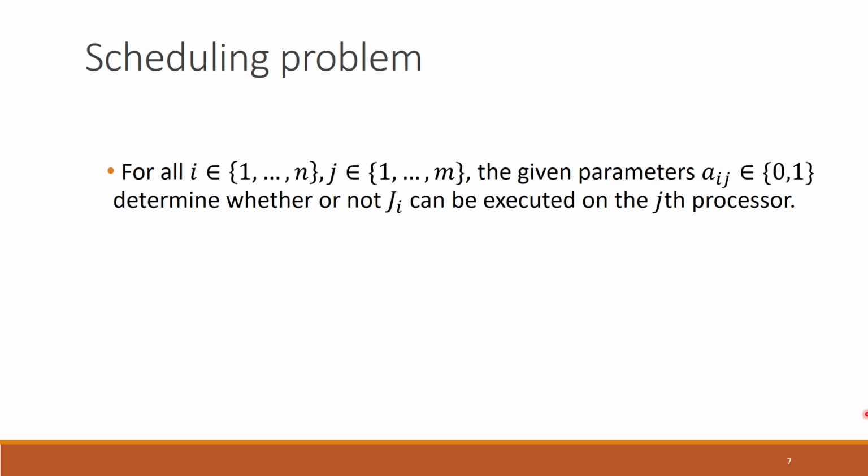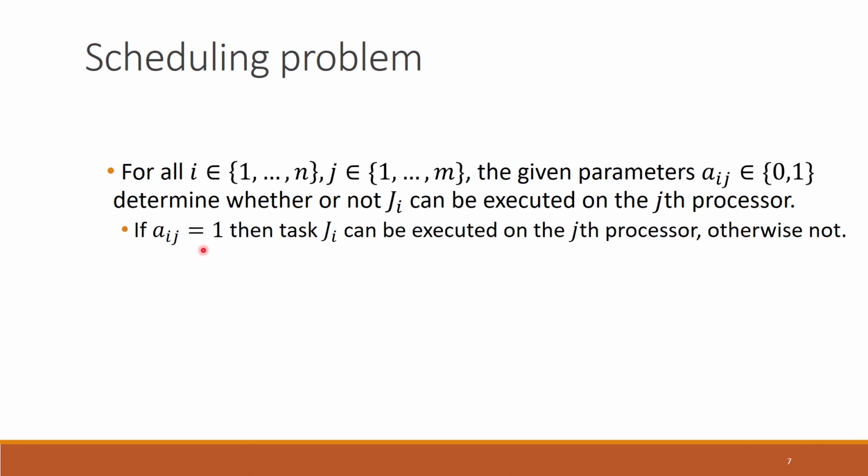So it can be the case that some of the tasks may not be possible to be executed on a particular set of processors. So those kinds of constraints might also be present in the optimization problem. Those restrictions will be provided in the problem. So if a_ij is equal to 1, then task J_i can be executed on the jth processor, otherwise not.